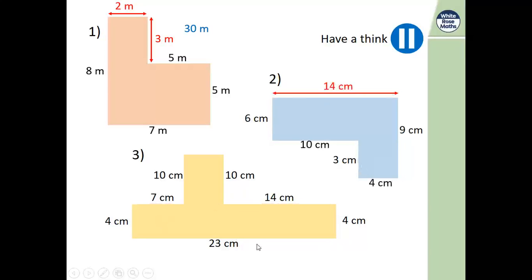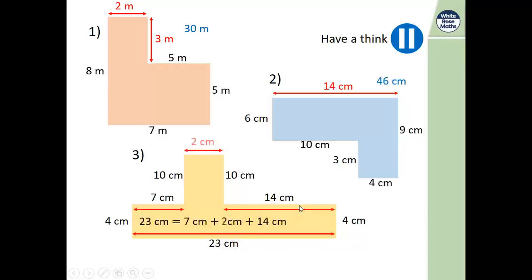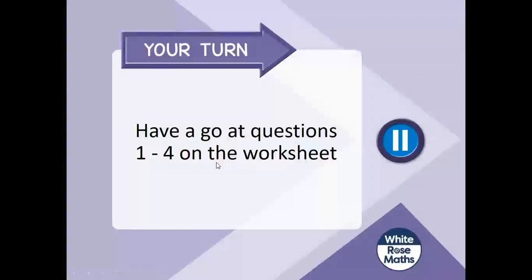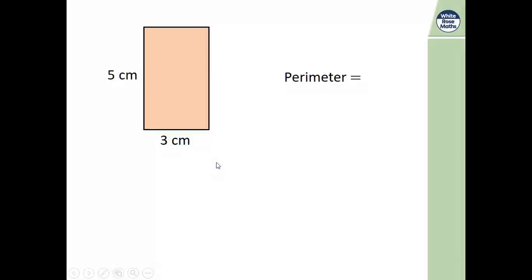And in this case, it's a little bit more complicated, but it can still be done. So you can see that you have got 23 centimeters here. You need to add up these two parallel sides as well, 7 and 14, which would give you 21. If you take that away from your overall length, that is going to give you a length of 2. Have a go at questions 1 to 4. And then please look at this question.